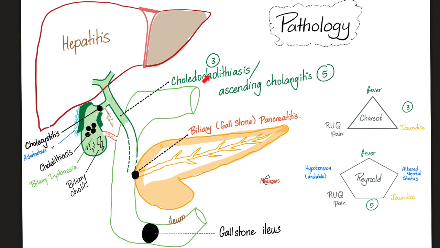In choledocholithiasis, you have a triad called Charcot's triad: fever, right upper quadrant pain, and jaundice. Alright, if the patient is super duper sick, and you have the 3 symptoms plus 2 other symptoms, hypotension or any hemodynamic instability, plus altered mental status, this is called Reynolds' pentad, and the diagnosis becomes ascending cholangitis. That's an emergency situation. You will need emergent intervention.